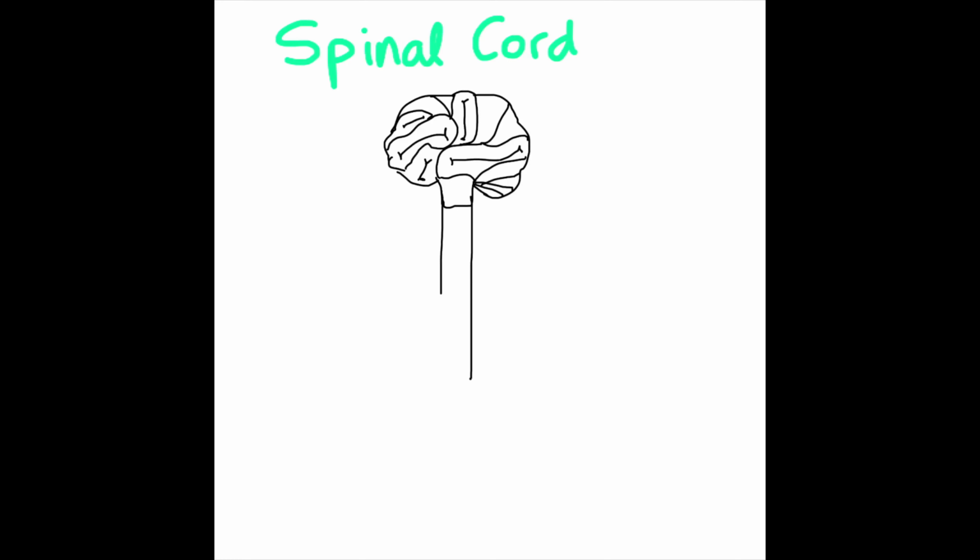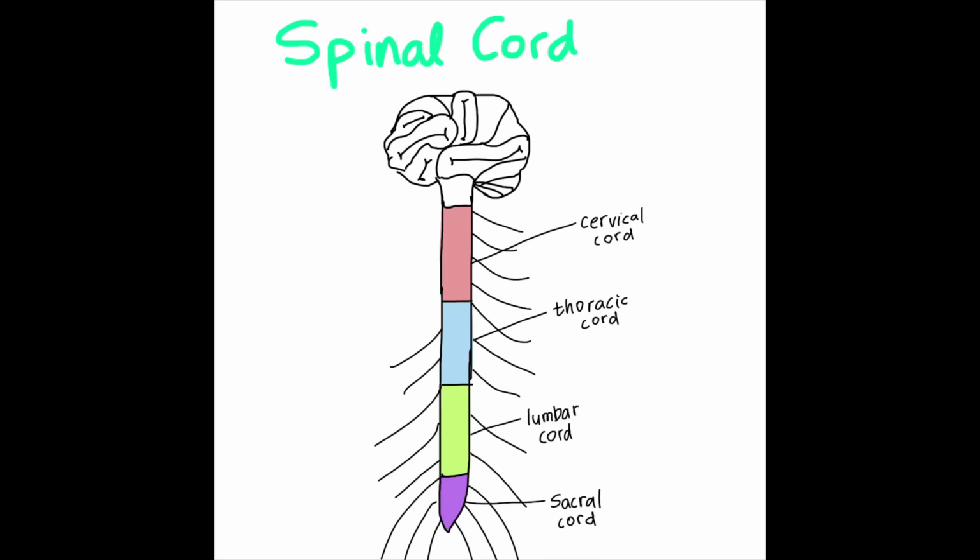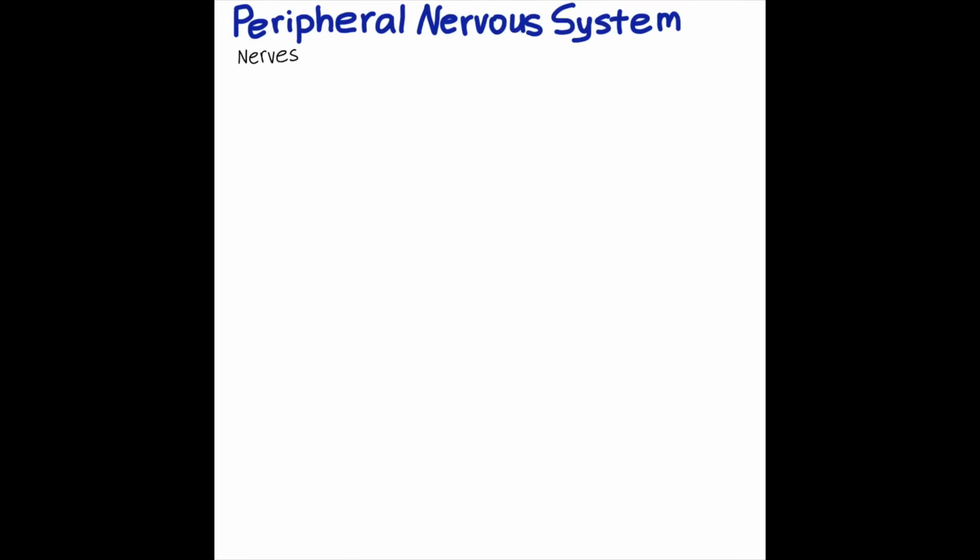Now let's look at the second part of the central nervous system, the spinal cord. The spinal cord is divided into four parts called the cervical cord, the thoracic cord, the lumbar cord, and the sacral cord. The function of the spinal cord is to transmit signals between the central nervous system and the peripheral nervous system. The peripheral nervous system consists of nerves that carry signals to and from the central nervous system.